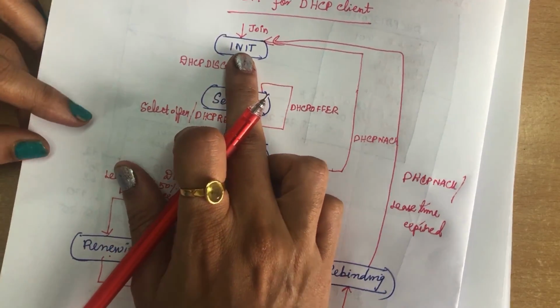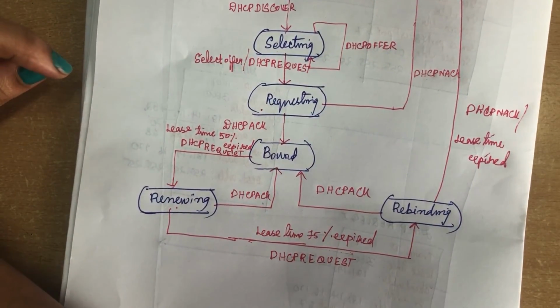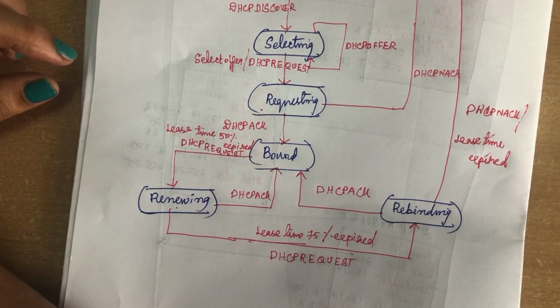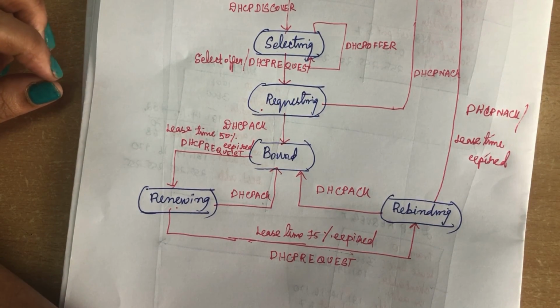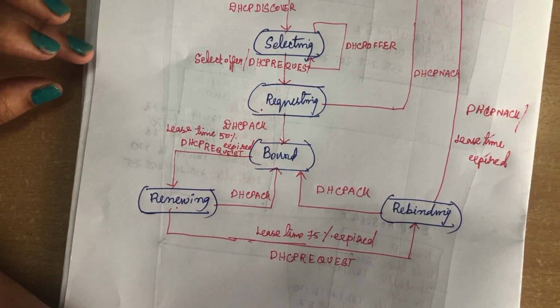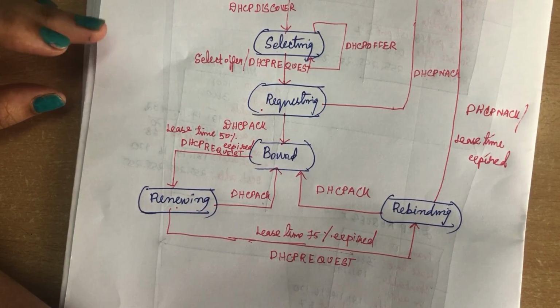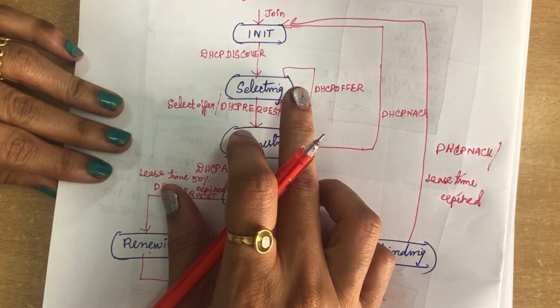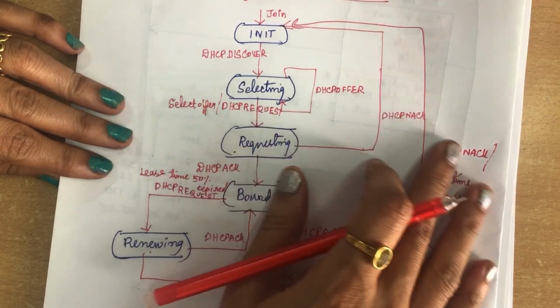So DHCP is used for assigning IP addresses automatically. This is done by the DHCP protocol. It is a plug and play protocol. In this DHCP topic, we have learnt the message format, what operations you can perform on DHCP, and we have seen the transition states of the finite state machine of the DHCP protocol.